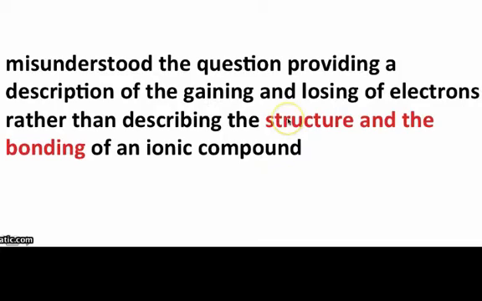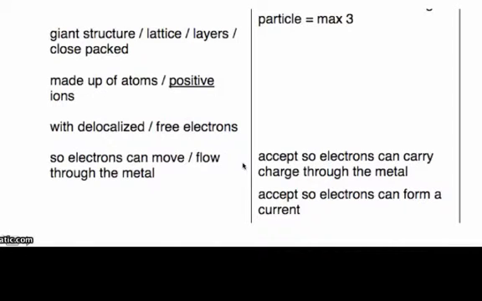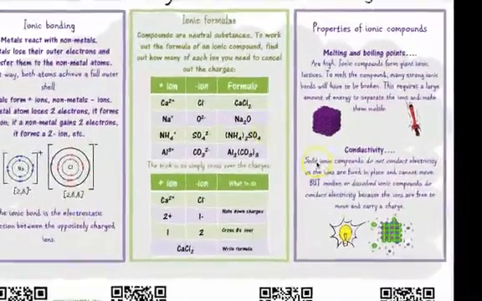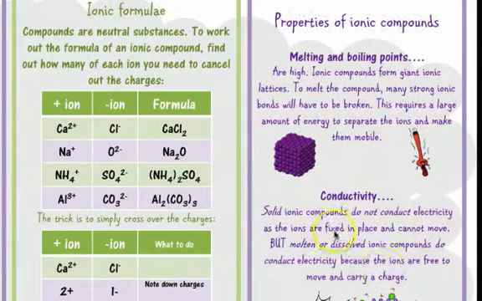When you're talking about the structure and bonding of an ionic compound, they're not asking you here about how the electrons are lost and gained. They're talking about the structure once it is formed. We're talking here about lattice or giant structures. It contains ions, Na+ and Cl-. There's an electrostatic attraction between these ions. And remember, the ions are not free to move unless they are melted or they're dissolved. And also, because of this lattice structure, they have a high melting and boiling point.